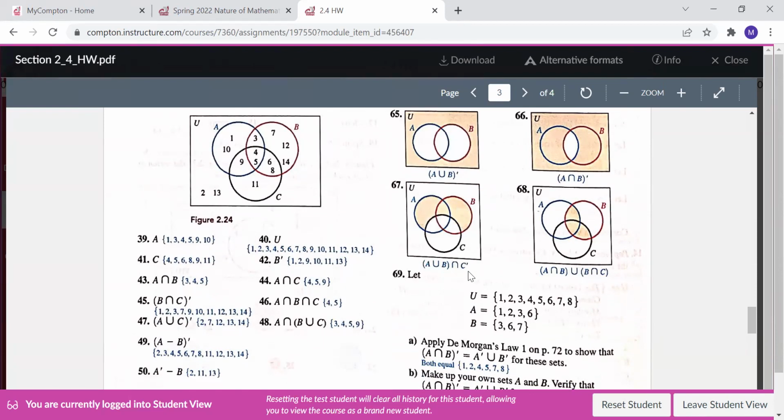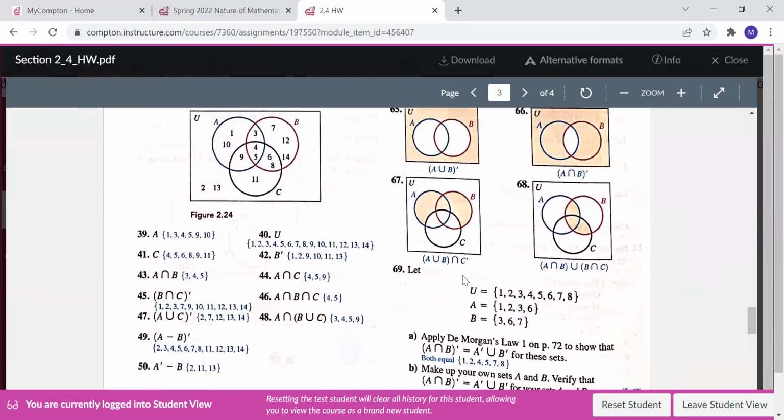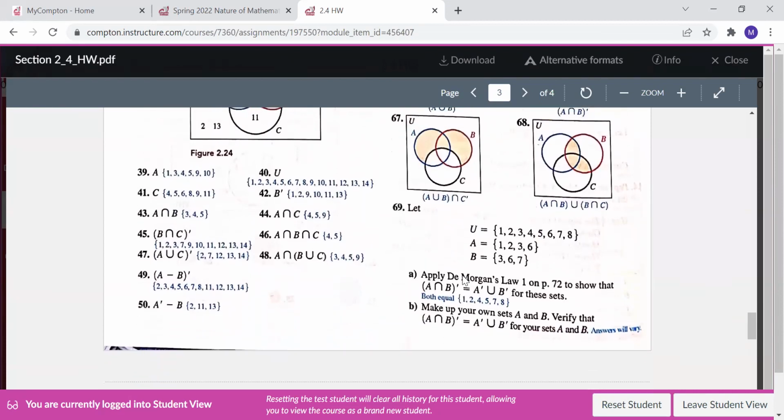So Mr. Hernandez, I had a question. How do you say A union B and then C apostrophe? You would say A union B intersected with the complement of C. A union B is everything in A and everything in B, but then you intersect that with the complement of C, which is everything outside of C. So the overlap is going to be what you see in yellow. Oh, okay. I get it. Yeah. All right. Thank you.